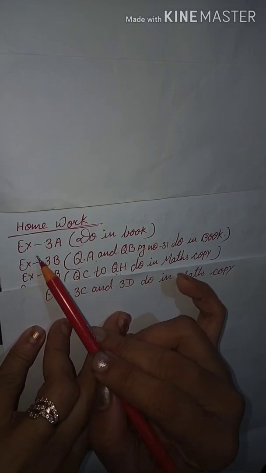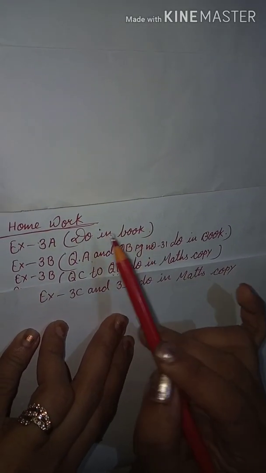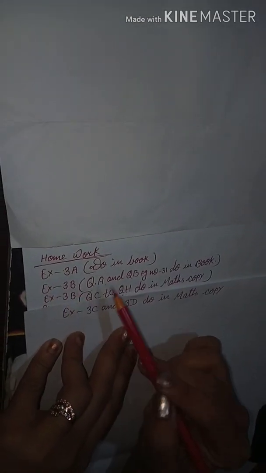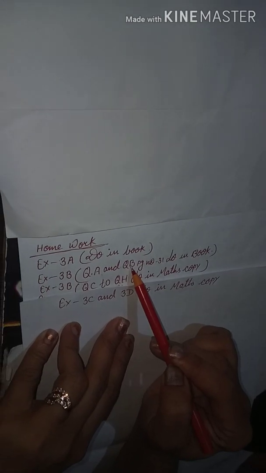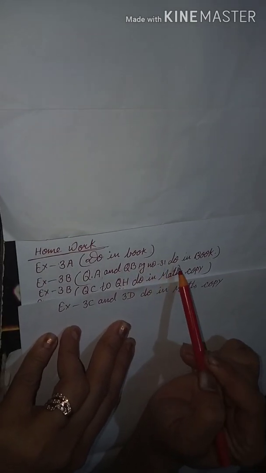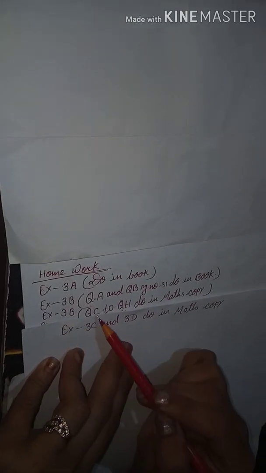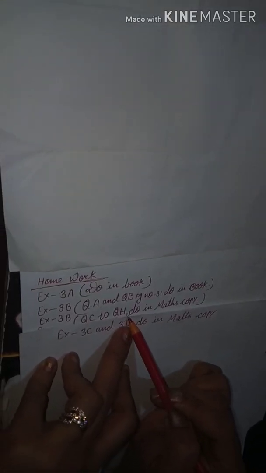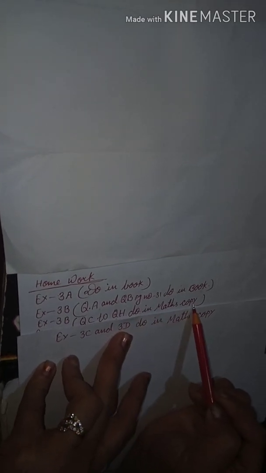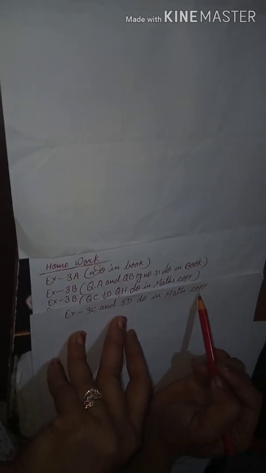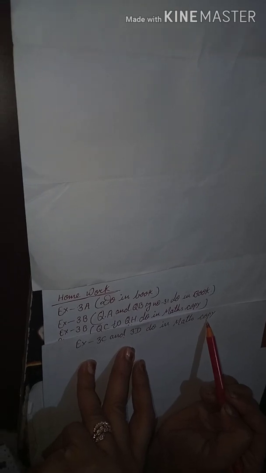Now homework. Exercise 3A, do in book. All questions you have to do in book with pencil. Exercise 3B, question number A and question number B, this is on page number 31. This one also you do in book. Exercise 3B, from question number C to question number H, you have to do in maths copy with pencil. Exercise 3C and exercise 3D, both exercises you have to do in maths copy. This is your homework and you just try to do all questions.